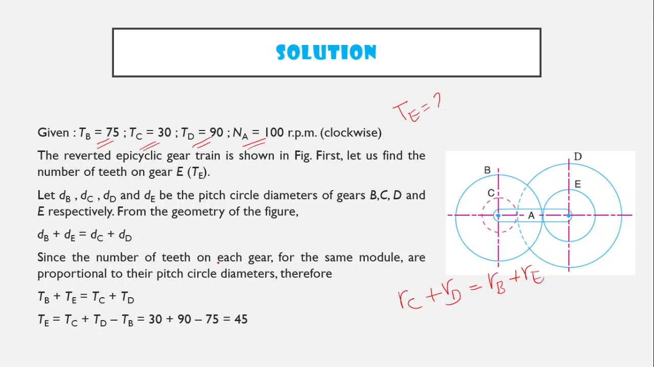Since the number of teeth on each gear for the same module are proportional to their pitch circle diameter, instead of dB we can use TB, the number of teeth on B, plus the number of teeth on E, which is equal to the number of teeth on C plus the number of teeth on D. Then we can calculate the number of teeth on E as TC plus TD minus TB, that's equal to 45.